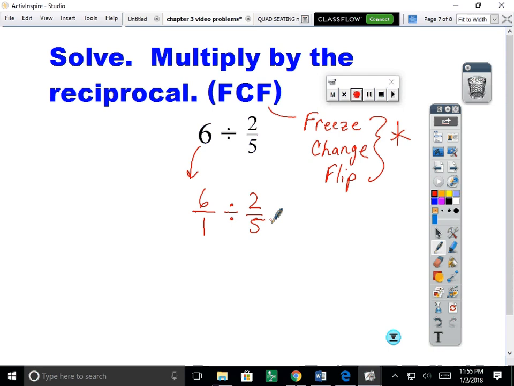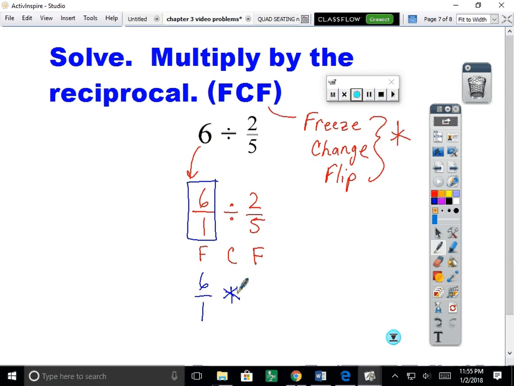That's a true statement. But there's a faster way to get there, right? Once we try this and we could do the model with it, we could also prove it using this strategy. We use something called freeze, change, flip. Or we multiply by the reciprocal. So let's take the first fraction now that we have, 6/1, an improper fraction, but we can roll with that. And we freeze it. We keep it the same, 6/1. It does not change. But then we want to multiply by the reciprocal.